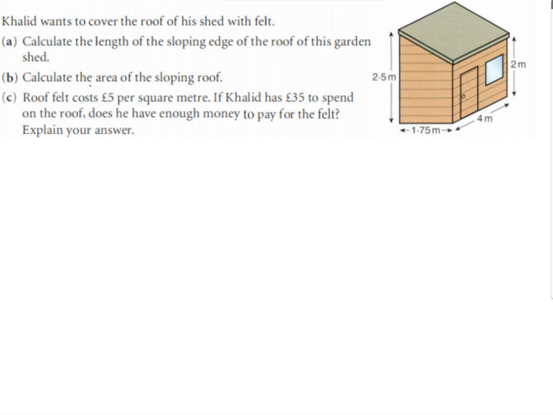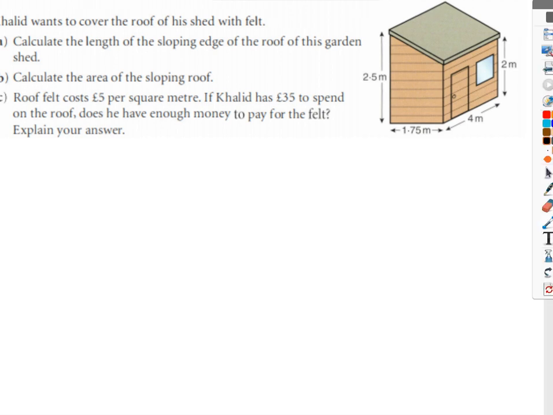Then we need to use that information to calculate the area of the roof. And then we need to work out whether Khalid can afford to buy the felt for it. The roof felt costs £5 per square metre and he has £35 to spend. So we need to work out the area to be able to decide whether or not he can afford that. Okay. So we're going to have to do a little diagram here just to pull the correct information out. So I'm just going to draw that underneath because it's pretty complex looking at this first diagram.